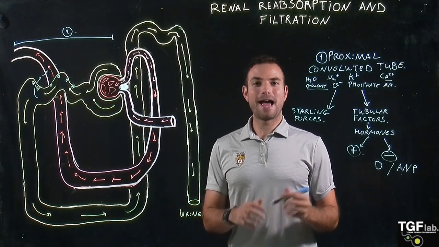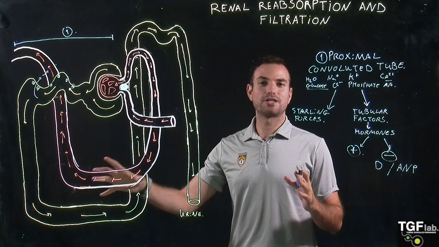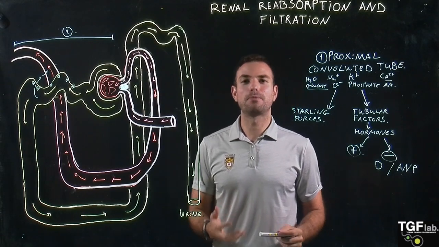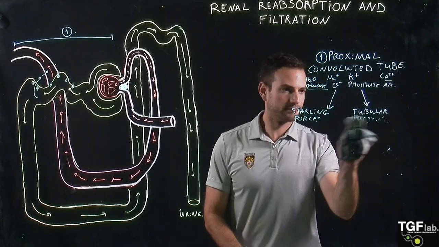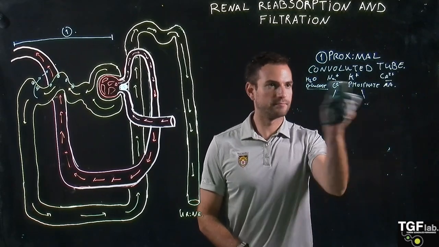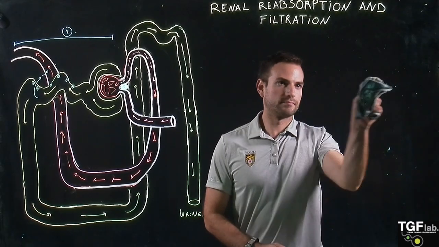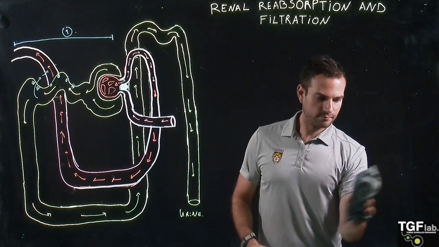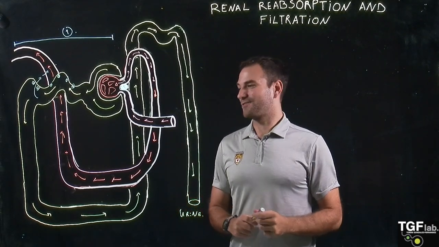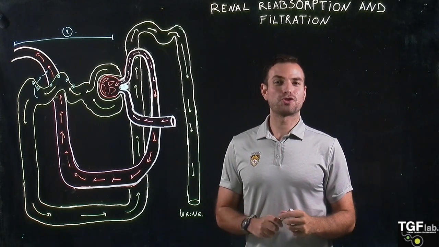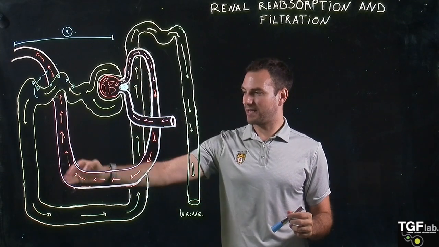Okay, so let's go to the second part of the nephron, which is important for the reabsorption process, which is the loop of Henle. This second structure that we have to look at to understand what is happening in the reabsorption and filtration process is the loop of Henle, which is this structure here that we can see in the schematic.